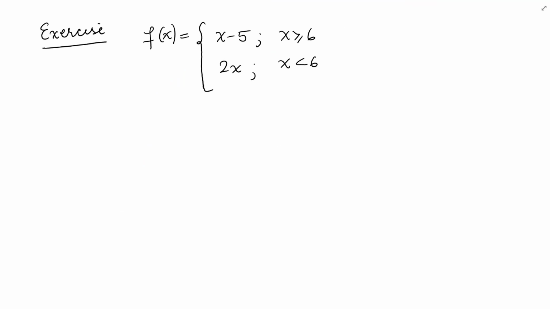Now, these functions that I wrote here, where we have more than one expression for the function, are called piecewise functions. So this function says, if your x values are more than or equal to 6, you should use x minus 5. If your values are less than 6, you should use 2x. So let's see what we can do with this function. I'm going to graph it.